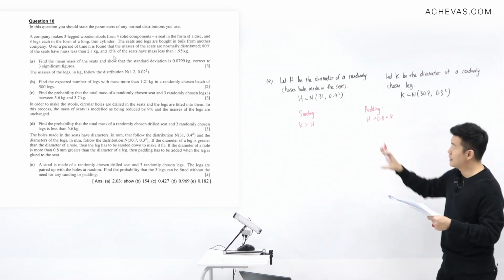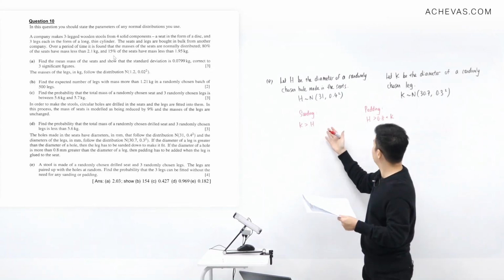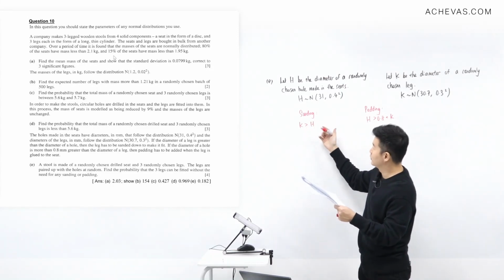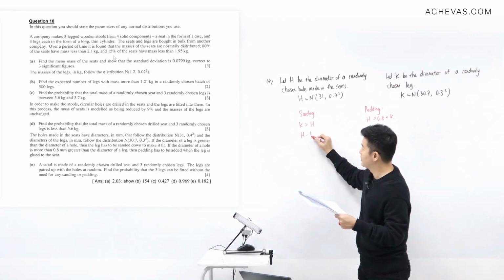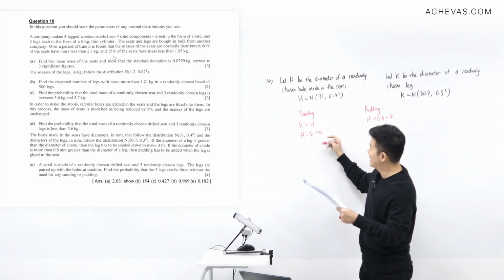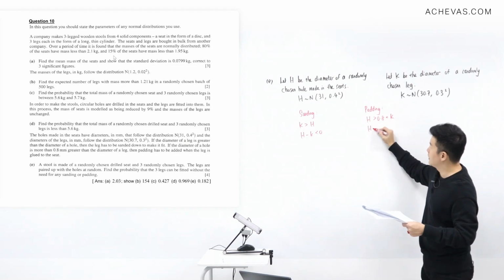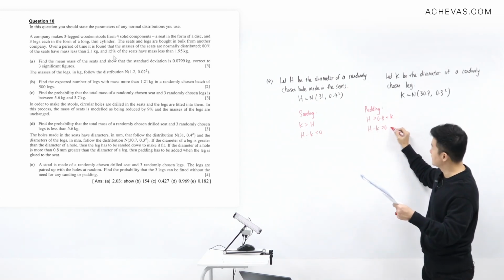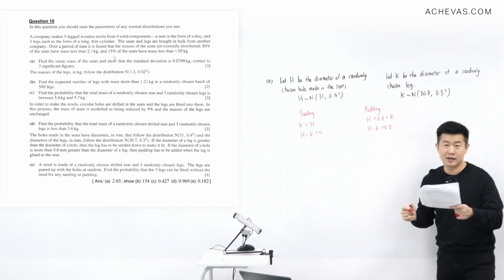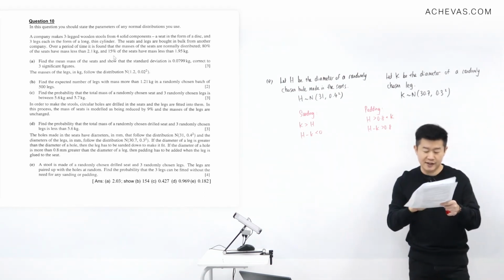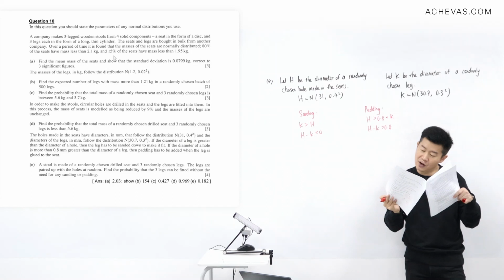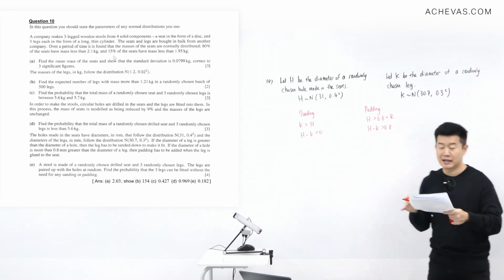So if I were to synchronize this and this, I'll bring this over to the right-hand side and work with h minus k. So h minus k must be less than 0, then it will require sanding. And h minus k must be bigger than 0.8, then it will require padding. According to what the question says, we want 3 such legs to be fitted without any sanding and without any padding.